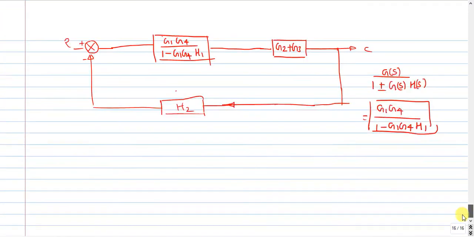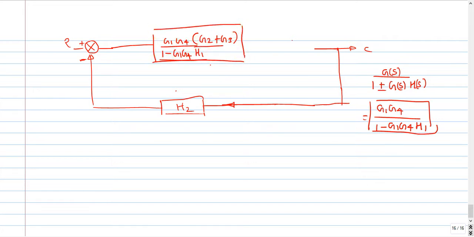Yes, sir. Okay. Now, that is why you need to see here, you are having the negative feedback. So what will happen in your formula while substituting? It will become positive. And now we have two blocks in series. Let me reduce this first. I will consider here G1 G4 multiplied by G2 plus G3 in the numerator. This acts as my block in the forward path, and this one as the block in the feedback.